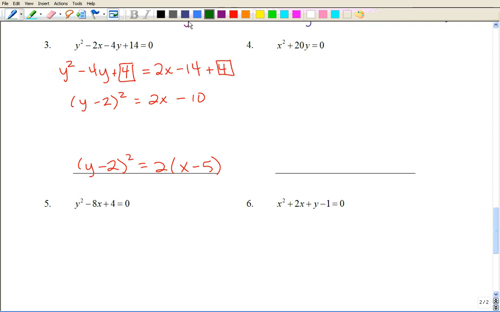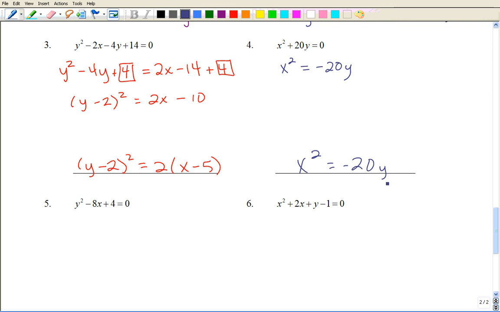Number 4, here the x is squared. That means this is going to be a vertical parabola. So I'll leave the x squared over here. Any other x terms? We don't have any, but everything else moves to the other side. Well, even though that seems silly, that's actually our final answer there. X squared equals negative 20y.